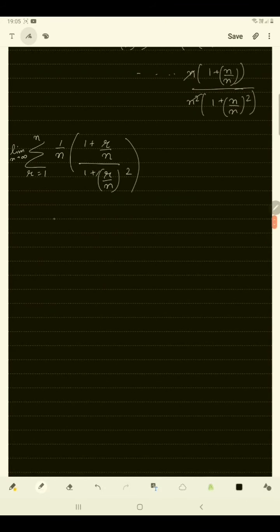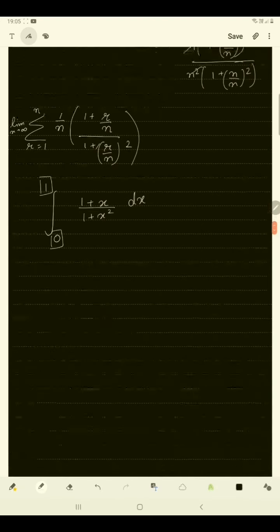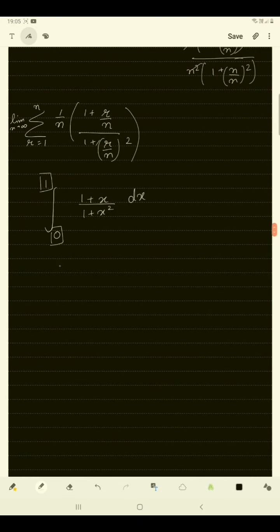So now we just need to convert it into the definite integration. So we have a 0 here and a 1 here. I have talked about these upper limits and lower limits in many of my videos. You can watch the playlist that I have made on my channel for the definite integration. So now 1 by n is converted into dx, and r by n is converted into x. So we have this. Now to solve this, we actually need to separate these terms out.